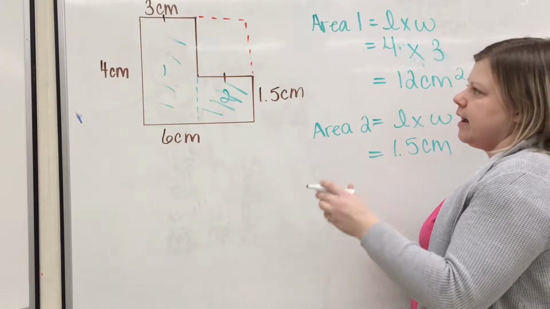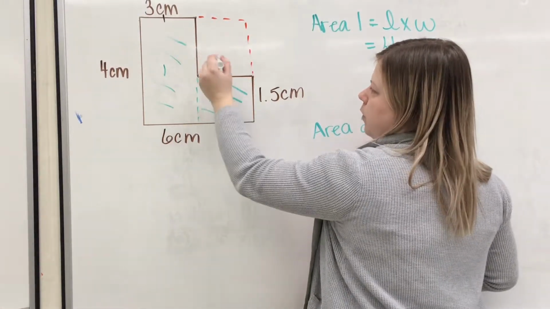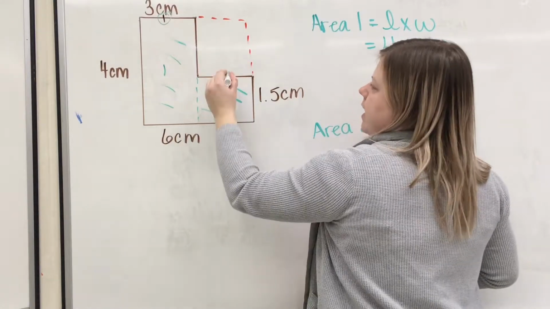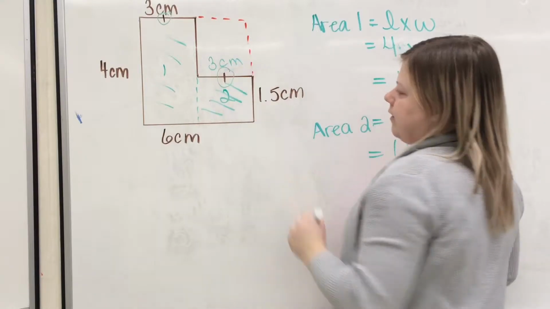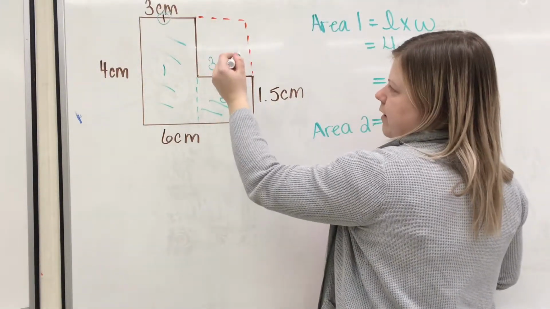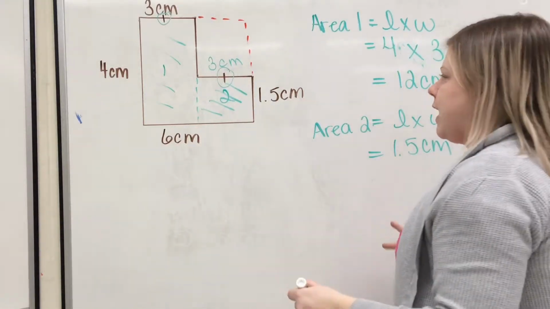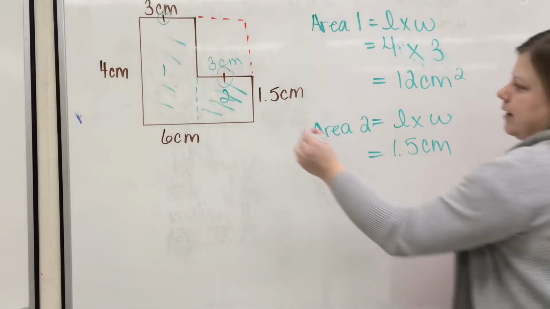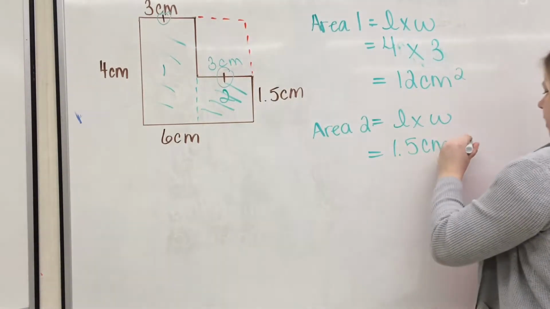So what I see here is 3 centimeters here, and if it's got that little line, it's telling me that those two are the same dimensions, so I know that's 3 centimeters. And that makes sense because 3 centimeters plus 3 centimeters is 6 centimeters, and this is 6 centimeters on the bottom, so that makes a lot of sense to me. So I know that my length is 1.5 and that my width is 3.